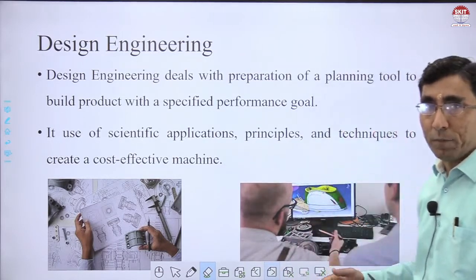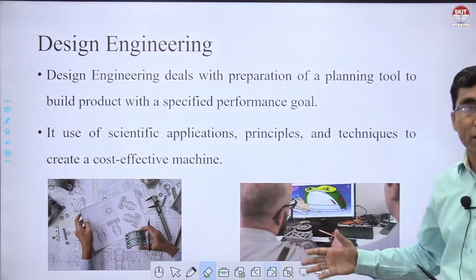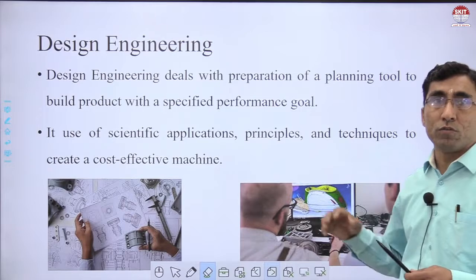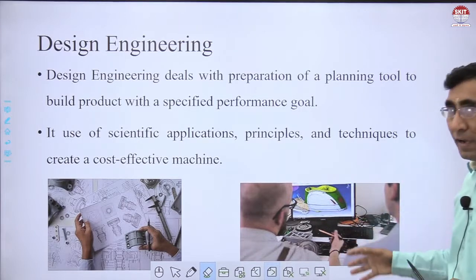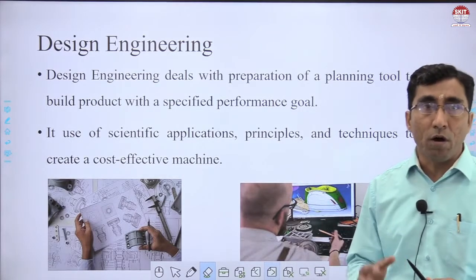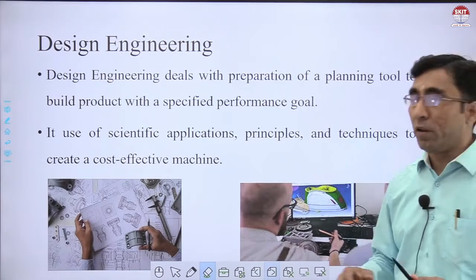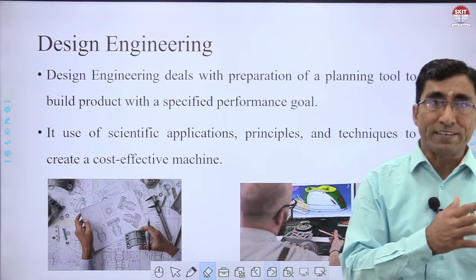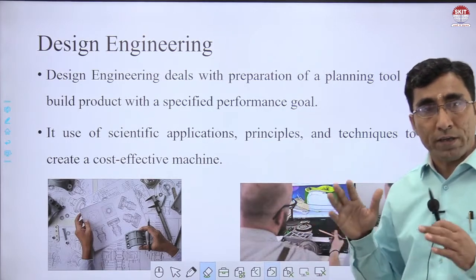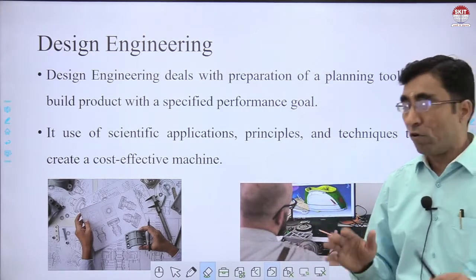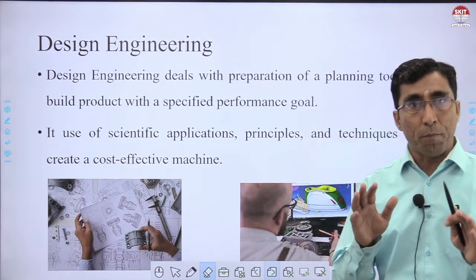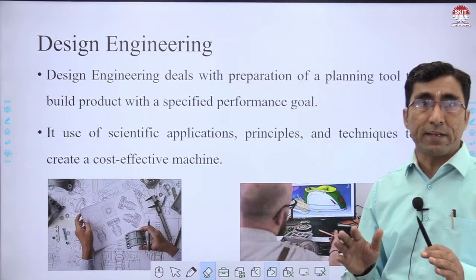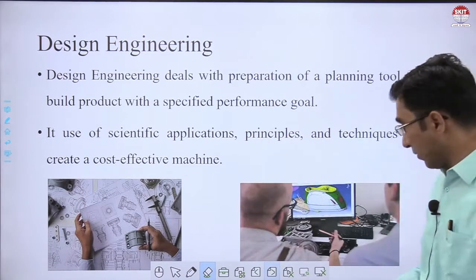Now with the help of the computer we have several tools, simulation tools and designing tools, so you can design your component or your car or your machine first on the computer, then you can simulate it and test it virtually also. So there is no need to make a prototype. You can test it, and if it passes the test, then you go for the manufacturing.